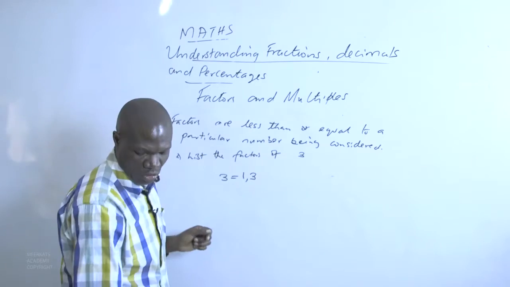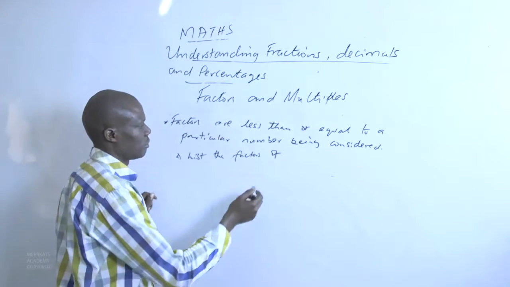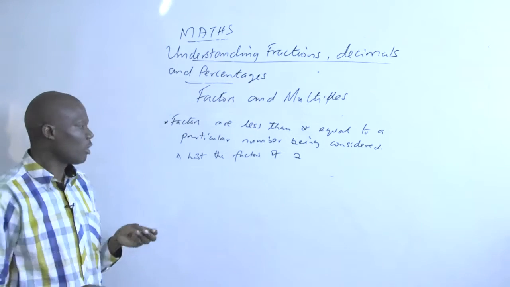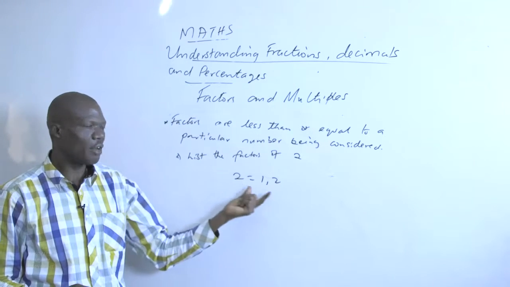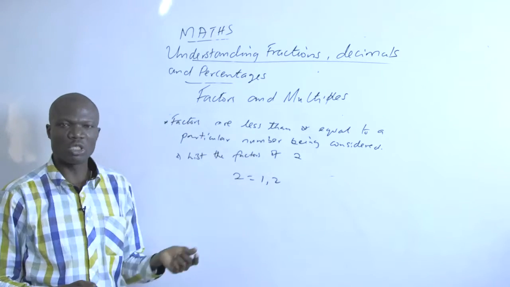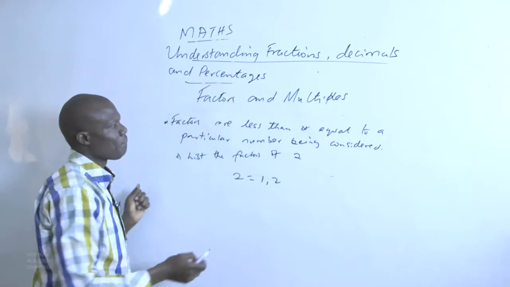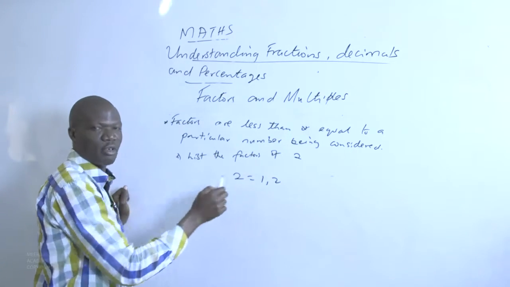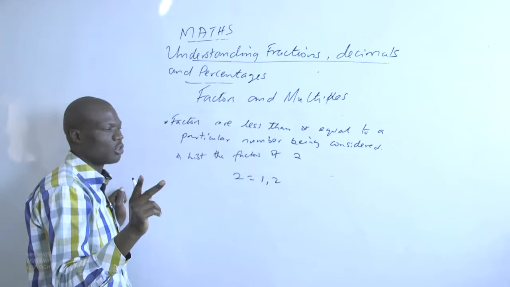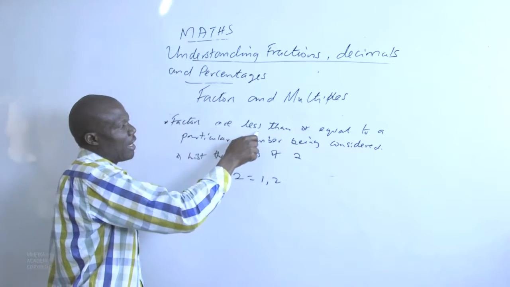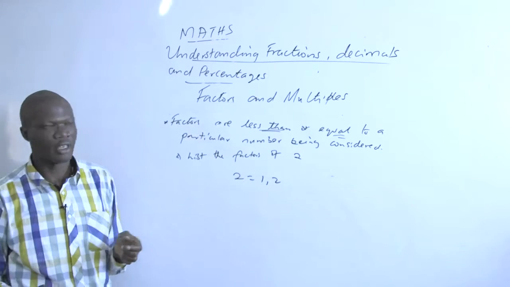How about if we were to look at the factors of 2? The factors of 2 are 1 and 2. Here, we have 2 factors. The number being considered is 2. In this case, it is not less than, it is equal to. You are looking for the factors of 2, and the number of factors we found is also 2. So that's why we say that factors are either less than or equal to the particular number that is being considered.